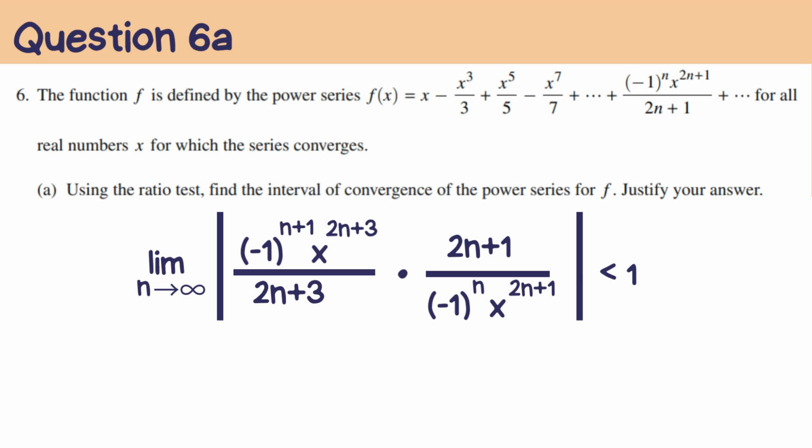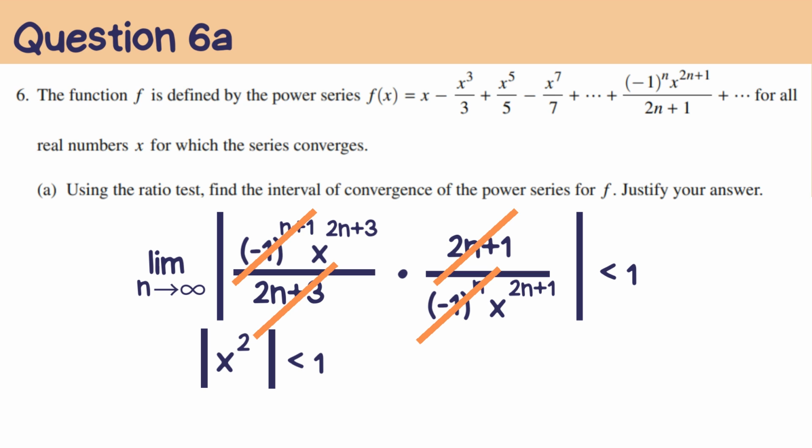Now we can start by crossing off things that will cancel. First, because this is in absolute values, we can just cross off the alternator because it'll end up being positive. We can also cross off the 2n plus 1 and the 2n plus 3 because when you take the limit as n approaches infinity, it will have a limit of 1. And so we're left with x to the 2n plus 3 and x to the 2n plus 1, which you can simplify. And remember that you can subtract exponents and fractions, so 2n plus 3 minus 2n plus 1 will just leave you with 2, so we're left with an x squared.